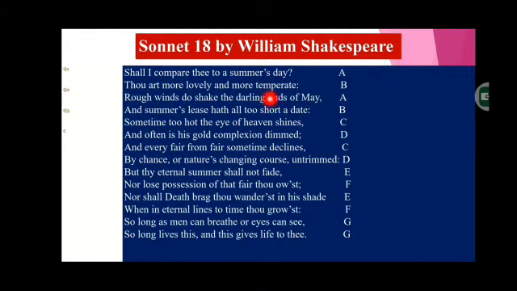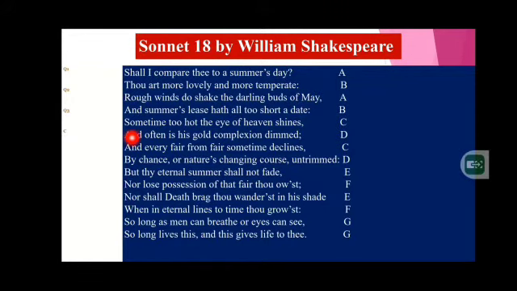Temperate rhymes with date. So day, May. Temperate and date, right? So to have the same rhyming scheme, we can pronounce the word temperate differently. Even though it is pronounced as temperate, we can pronounce it so as to rhyme with date. So this is the first quatrain, 4 lines.